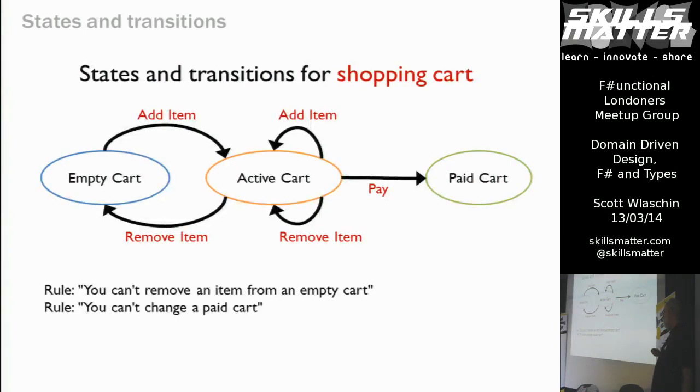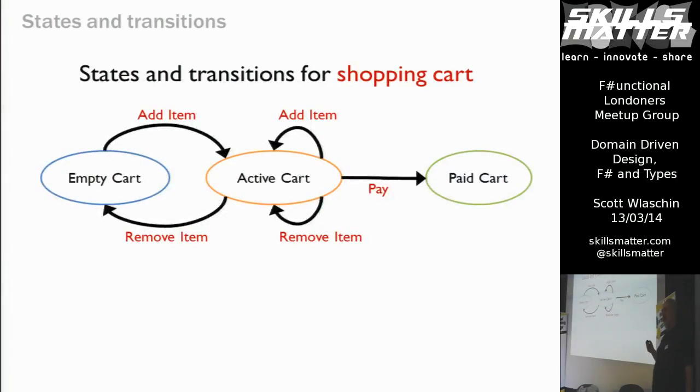So, rule, you can't remove something from an empty cart, you can't change a paid cart, you can't pay for a cart twice. These are classic business rules. If you design it as a state system like this, you literally get these rules for free. And you don't have to worry about bugs. So, how do we actually design a system to handle this kind of thing?